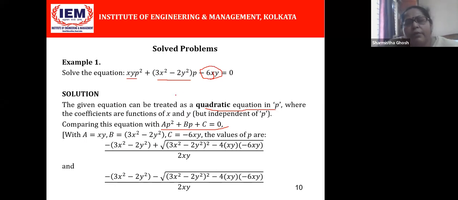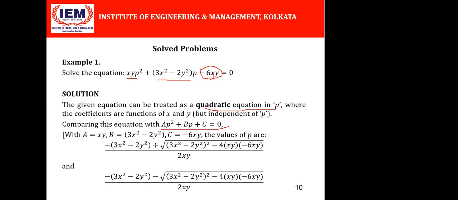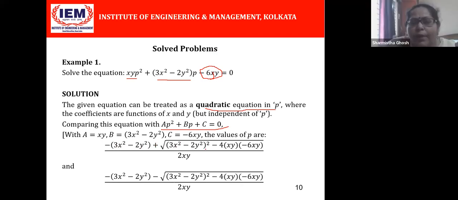Okay. So therefore, for this quadratic equation, what are the values of p? I hope all of you remember what is the formula. It's minus b plus minus root over b square minus 4ac by 2a. So these two values have been written separately. So it's, you see, minus b. So minus 3x square minus 2y square. The first one is with the plus b square. You see, this is the b square minus 4. Your a is xy and c is minus 6xy. Denominator, you have 2a, so 2xy. And the other one is, of course, just plus is replaced by minus. So these are the two roots of this equation.